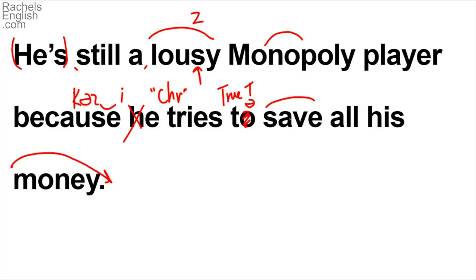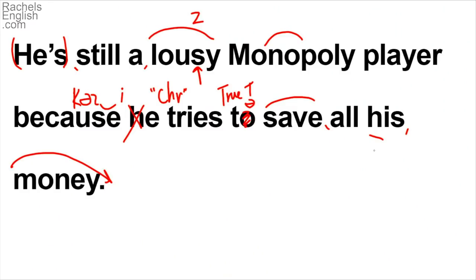Tries to save all his. We have all and his unstressed, coming down in pitch from the stressed syllable save. What about his? Do we hear that H? Tries to save all his money. Save all his. Nope. Dropped H there.